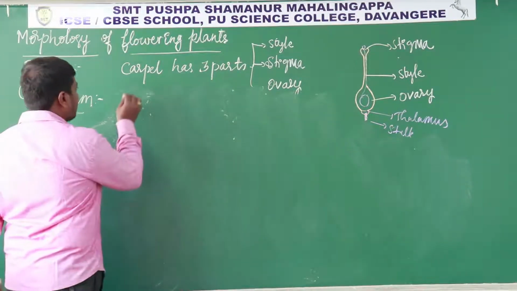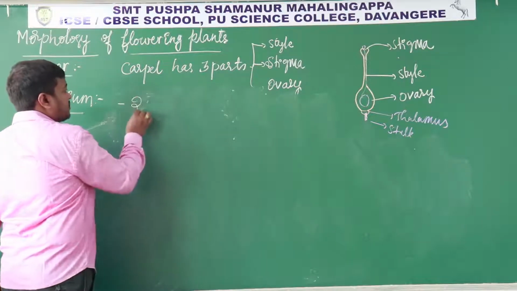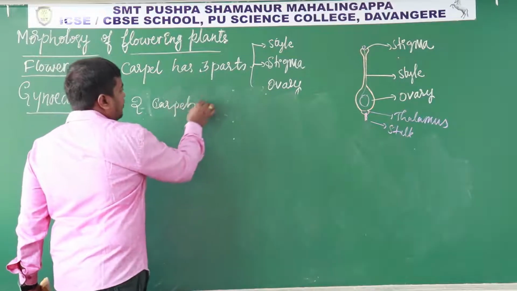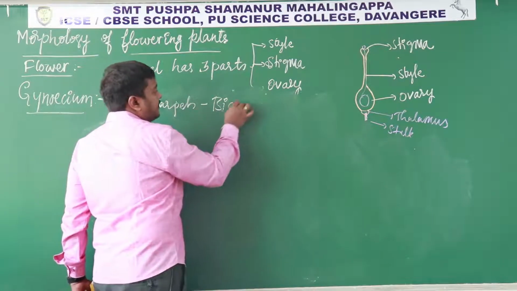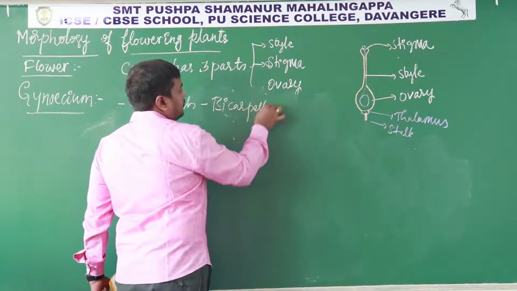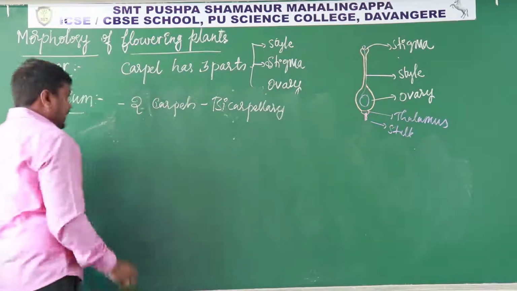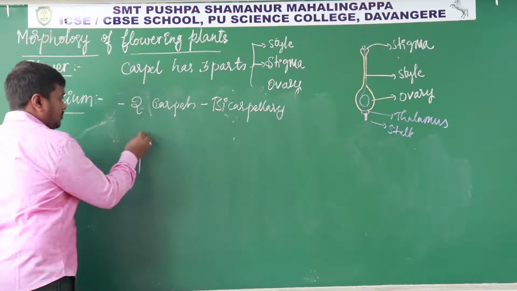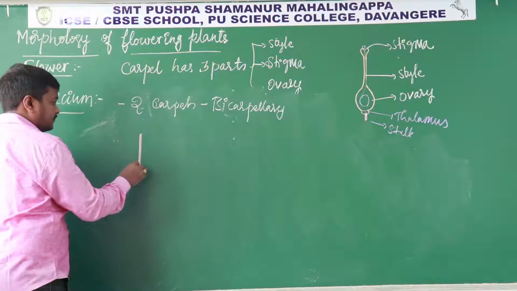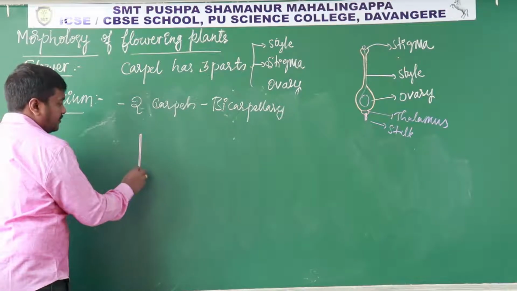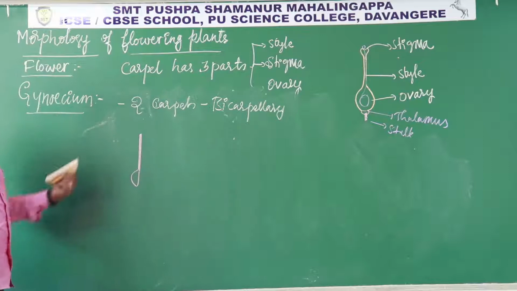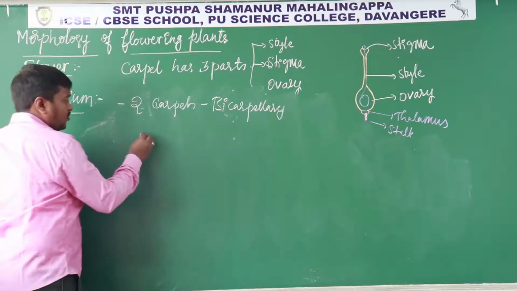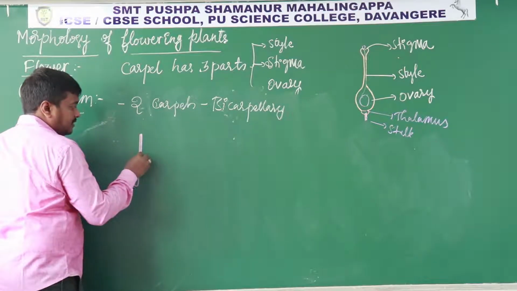Okay, as I already told, if a flower consists of 2 carpels, it is bicarpellary. Each carpel consists of one long style and a swollen part. So this is one carpel. This is monocarpellary. This is an example of monocarpellary. And if it consists of two carpels, this is another carpel.